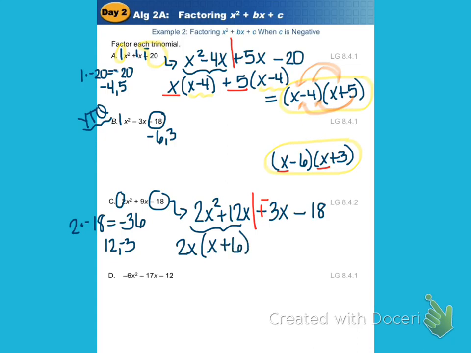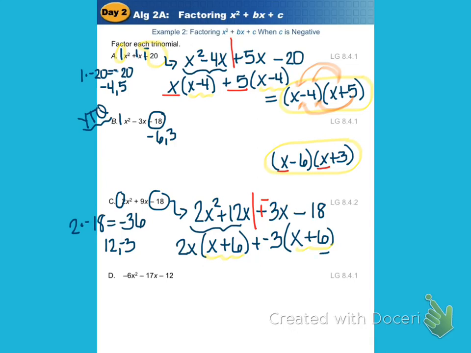In the second pairing, I have a leading coefficient that's negative, negative 3. So I want to try to take out a negative 3, and when I do, I divide negative 3x by negative 3, I get positive x, and when I divide negative 18 by negative 3, I get a positive 6. And so I've got that common binomial that I needed, which tells me this is factorable.